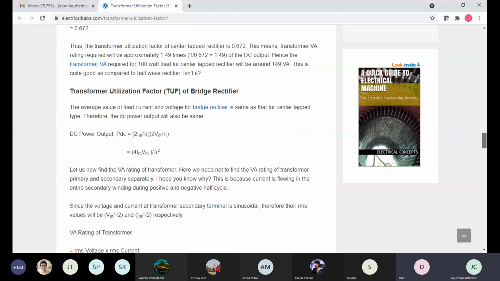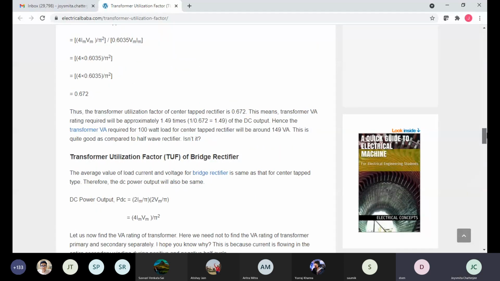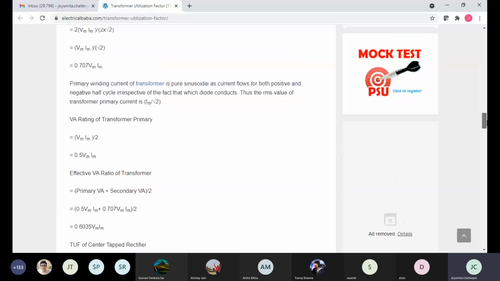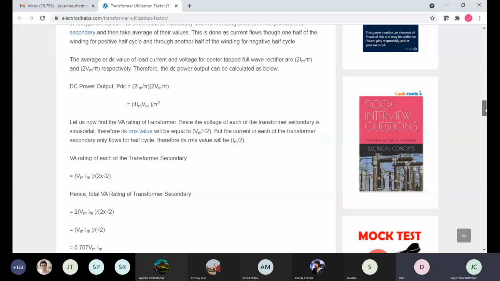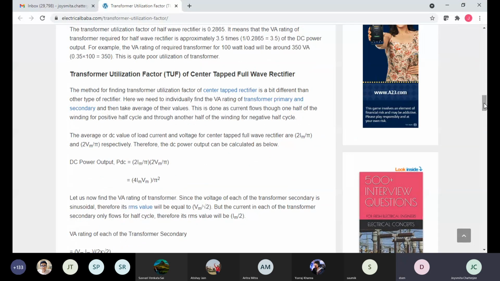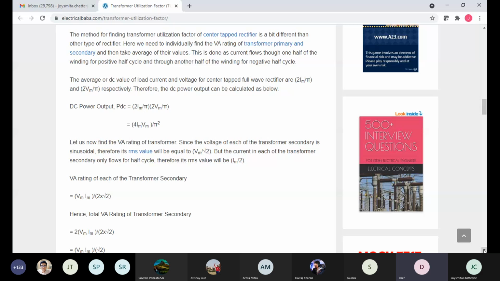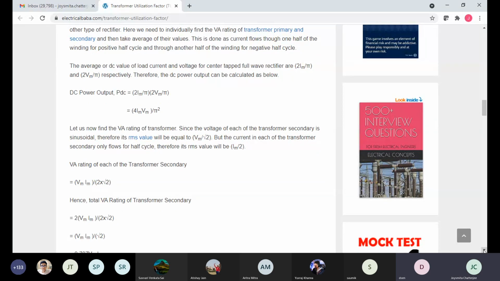I think you're moving too fast. We are able to follow. Yes, sir. This is for the center tap situation. Yes, go ahead. Somik, are you able to see? Yeah. That is the expression.